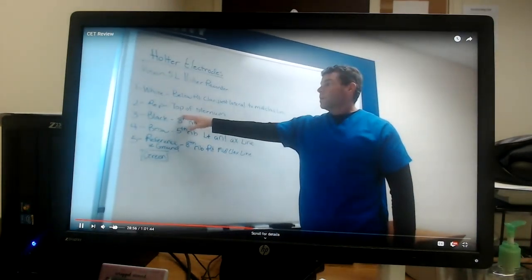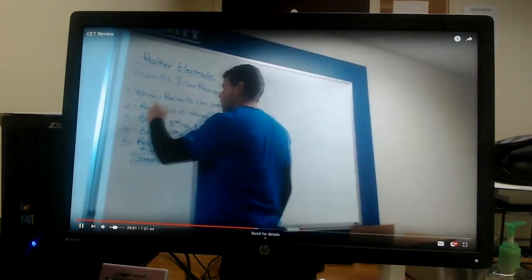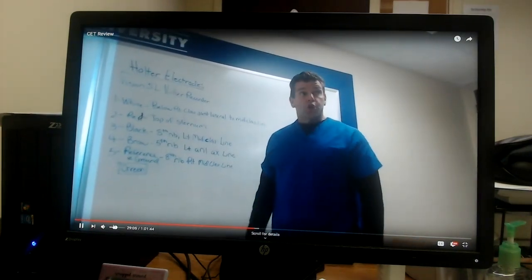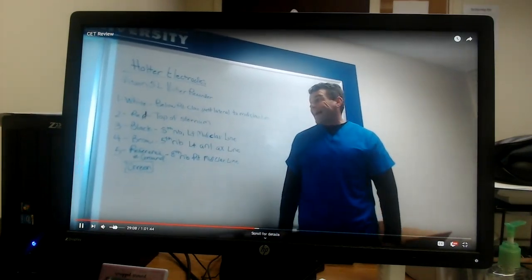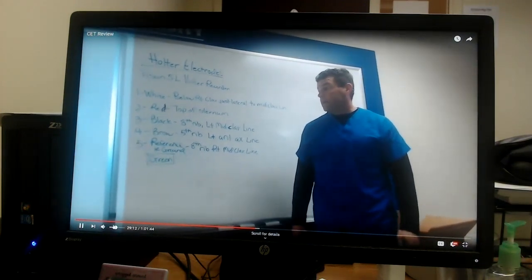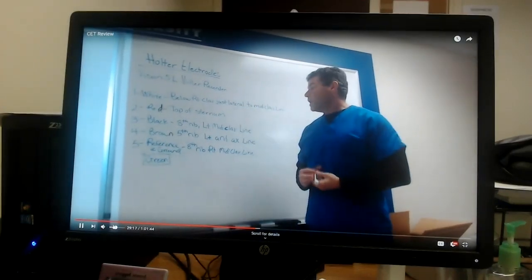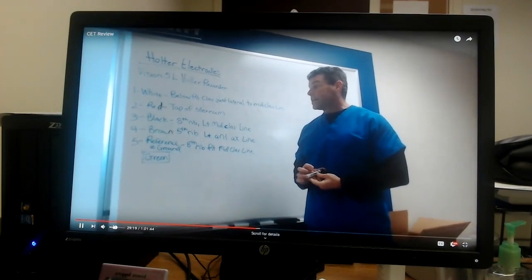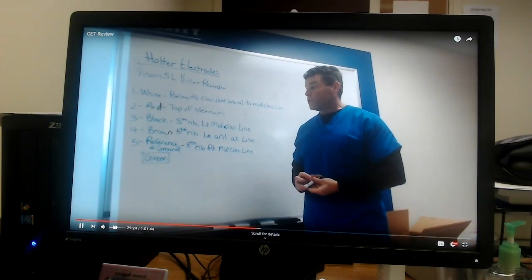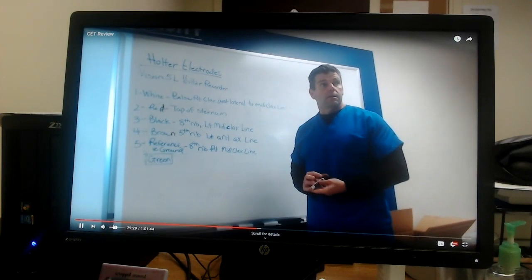Red is at the top of the sternum. Black, eighth rib, left of the mid clavicular line. Brown for fourth, fifth rib, left of the anterior axillary line. And then green is a reference or ground, eighth rib, right of the midclavicular line.